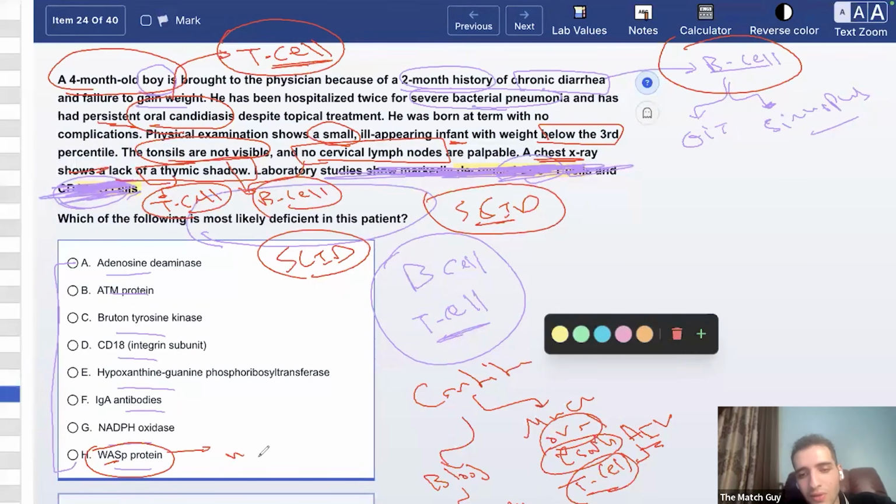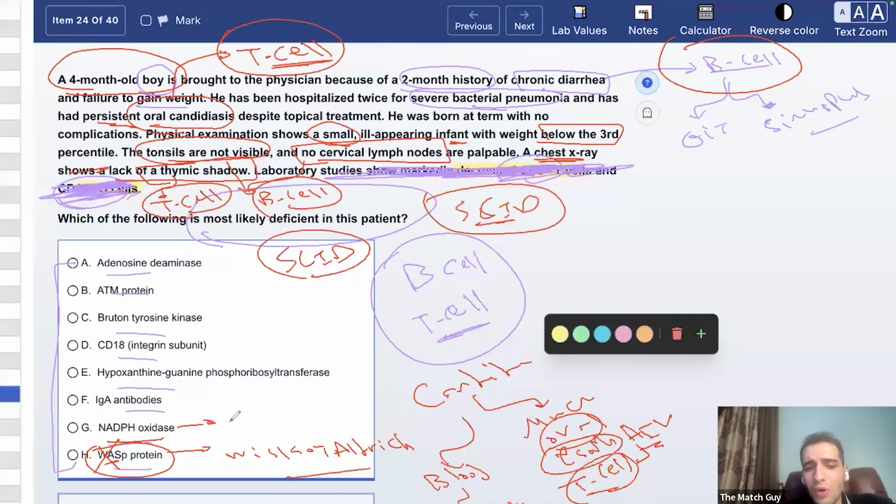WAS. So this is Wiskott-Aldrich syndrome. What do I know about it? I know that it can cause decreased platelets and thrombocytopenia and eczema and also immune deficiency. This person doesn't have decreased platelets or eczema. So wrong. NADPH oxidase. What is this?